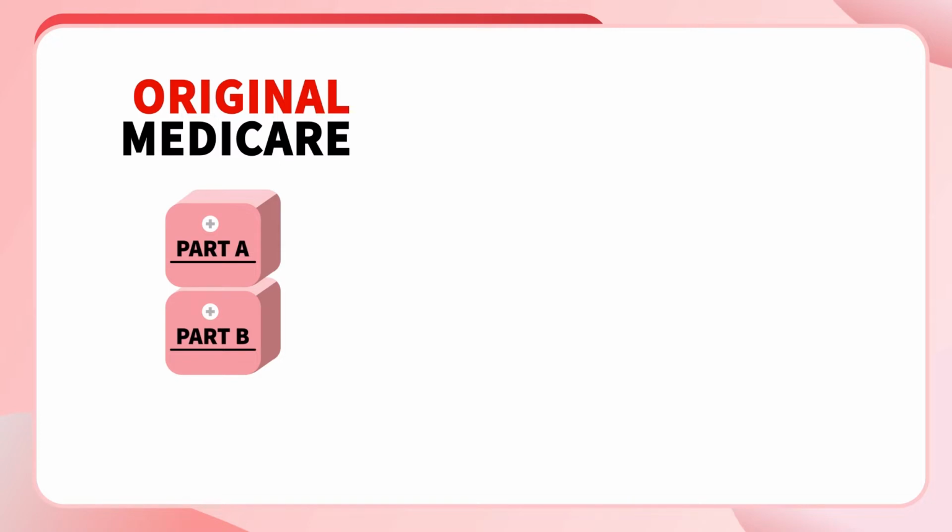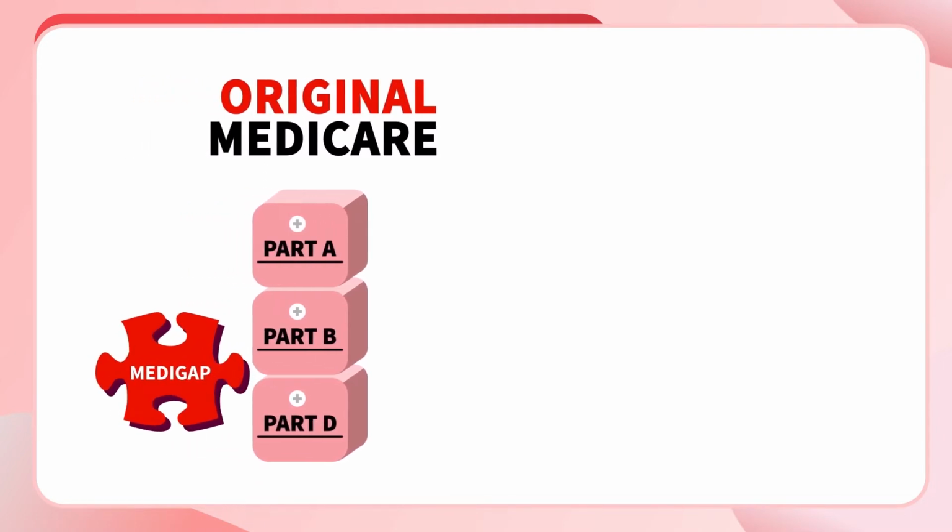In Original Medicare, Part A covers inpatient hospital stays and limited amounts of skilled nursing care. Part B covers outpatient medical services. You can also add Part D, which is drug coverage, and a supplemental insurance plan called Medigap plans.